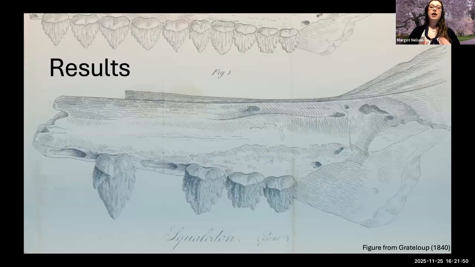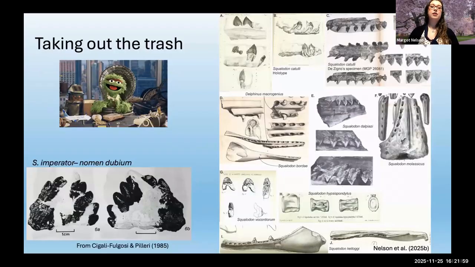Right. So now that I've gushed a little bit about how fantastic collections research is, a little bit about the results. So my first step was to take out trash. Right, the Squalodon today was this wastebasket taxon that had a lot of non-diagnostic fossils. So examples here of the various non-diagnostic fossils for which there were names. So for example, Squalodon hypsispondylus was named off of this single caudal vertebra.